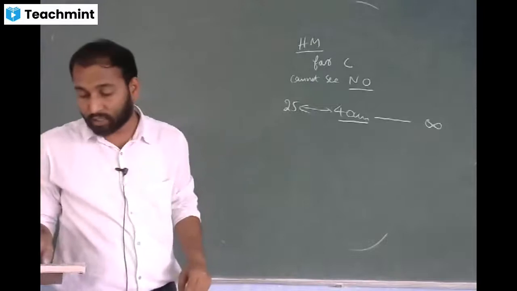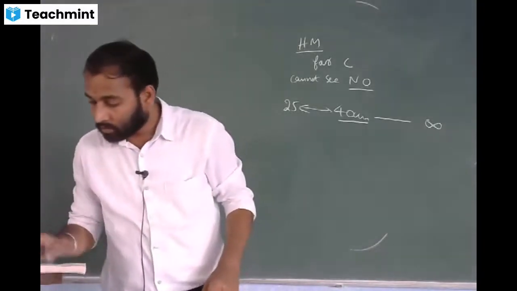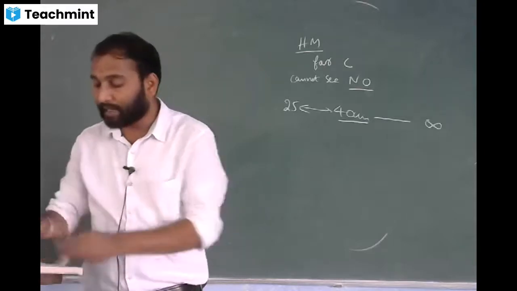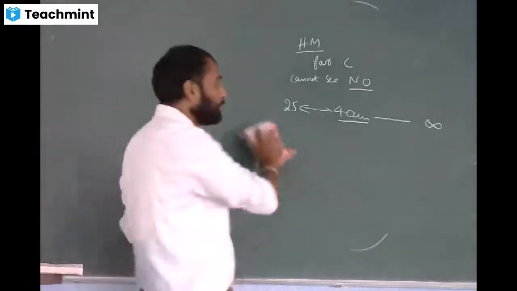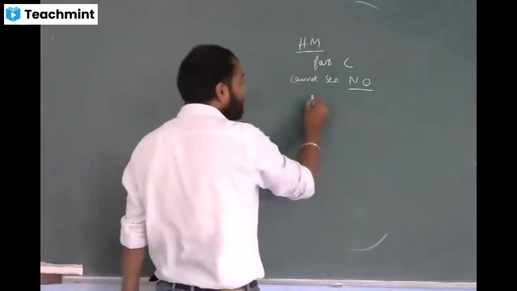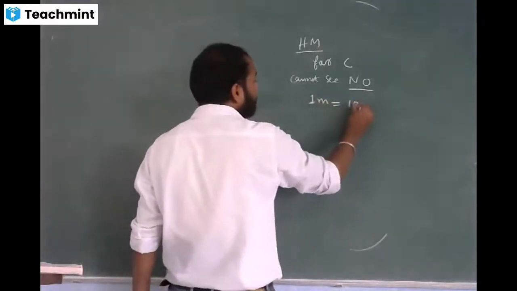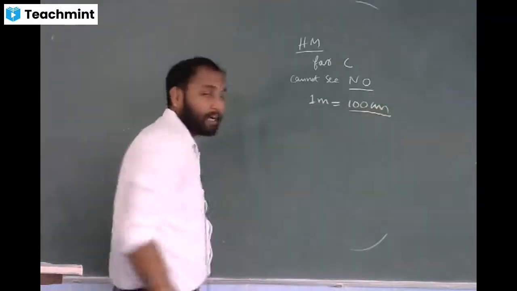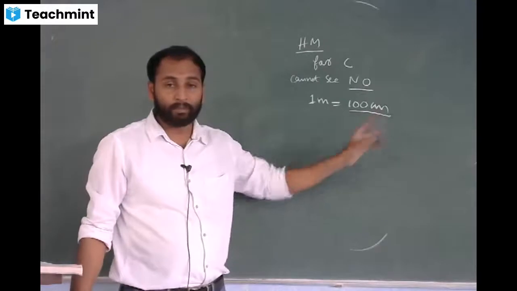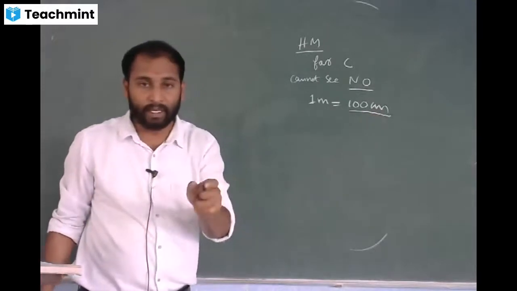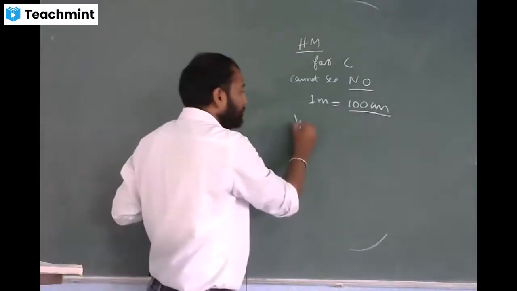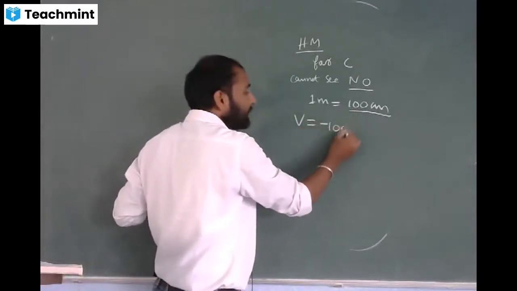Now understand the question. The near point of the hypermetropic eye is 1 meter. 1 meter is nothing but 100 centimeter. He is able to see the image which is placed at 100 centimeter. So we can take v as minus 100 centimeter.